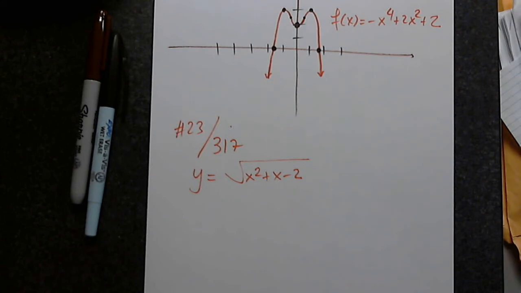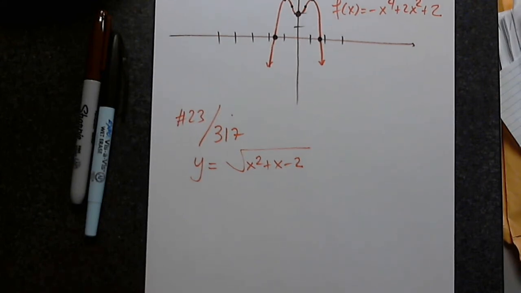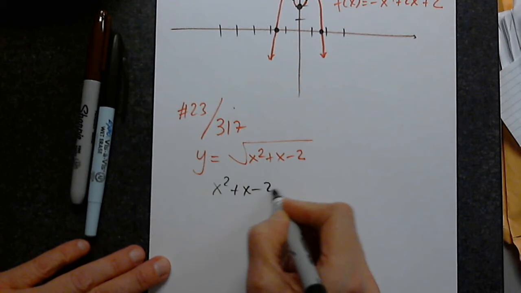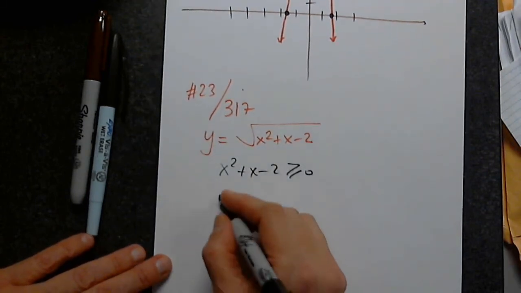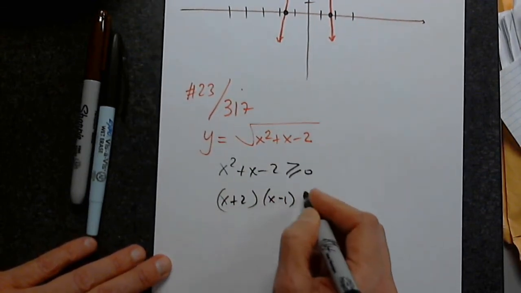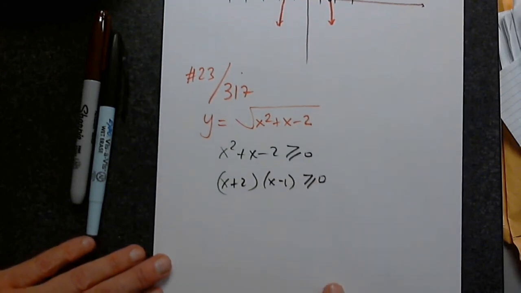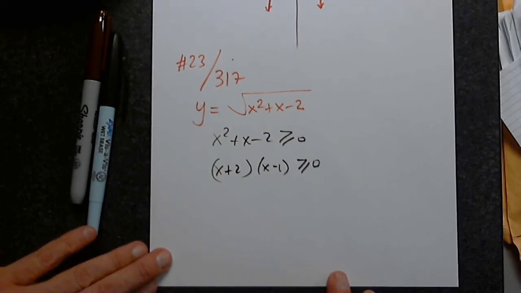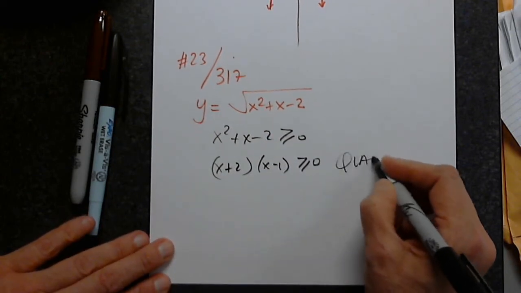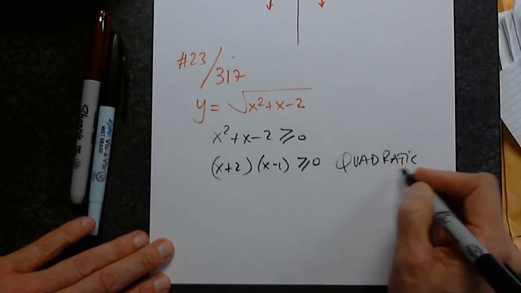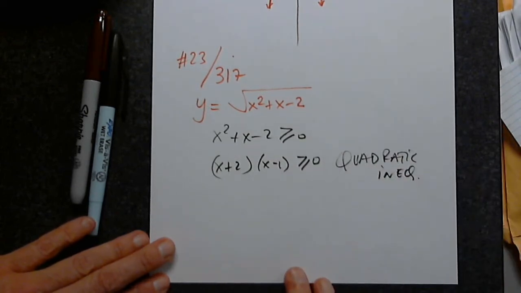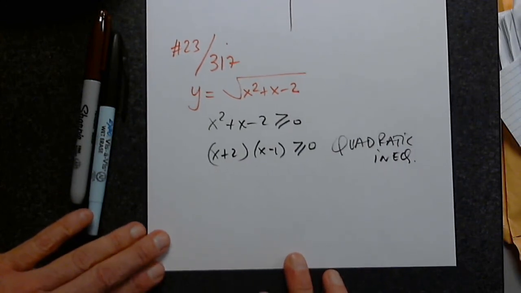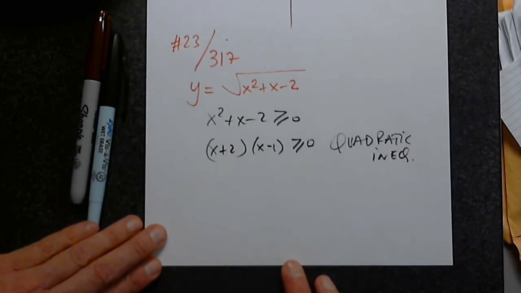The first thing has to be domain. How do I start? What do I write in order to find the domain of such a function? X squared plus x minus 2 is greater than or equal to 0. Awesome. Which is x plus 2, x minus 1, greater than or equal to 0. This is a quadratic inequality. How do we solve a quadratic inequality?